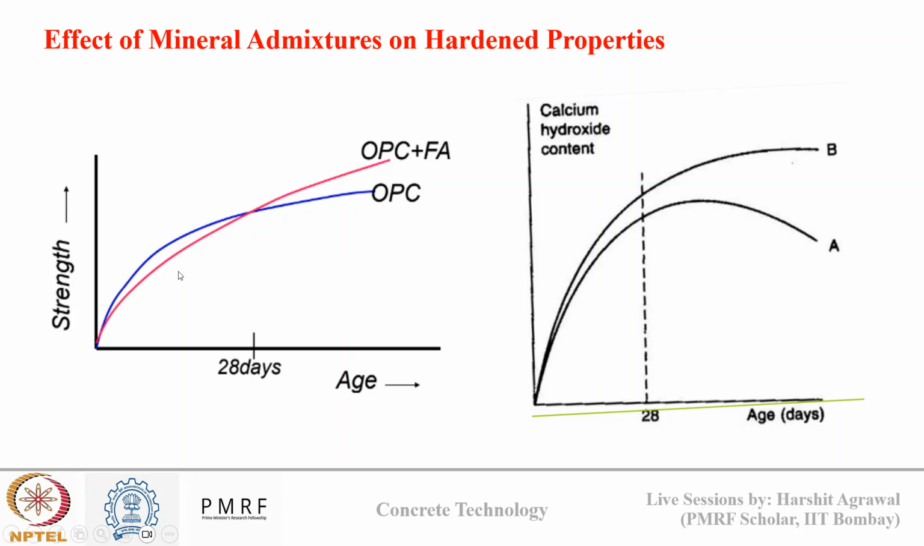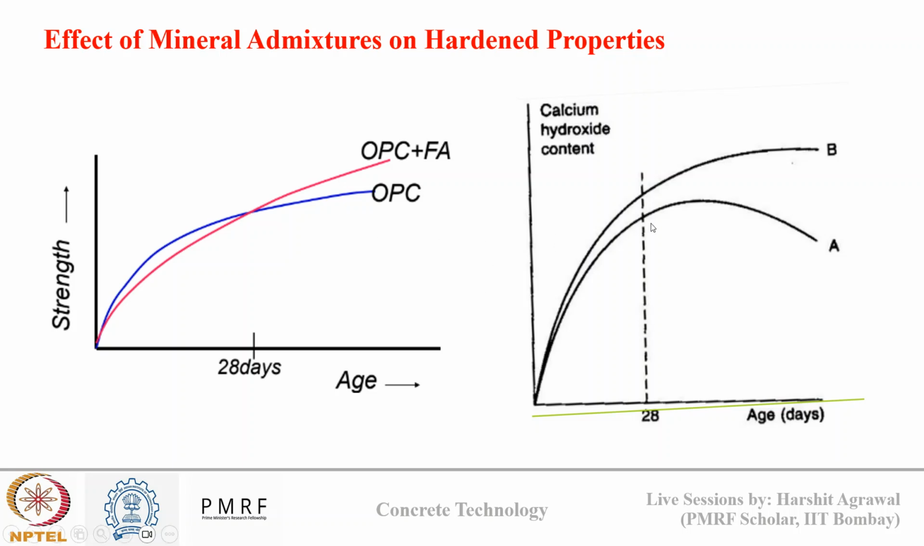At early ages, you can see fly ash shows a slower strength gain up till 28 days. At 28 days, it has almost similar strength compared to OPC, and beyond 28 days, it shows a higher strength than OPC. In OPC concrete, beyond 28 days, strength gain is not much. You have reached the stable state. However, in fly ash based concrete, there is still significant strength gain occurring due to secondary hydration reaction.